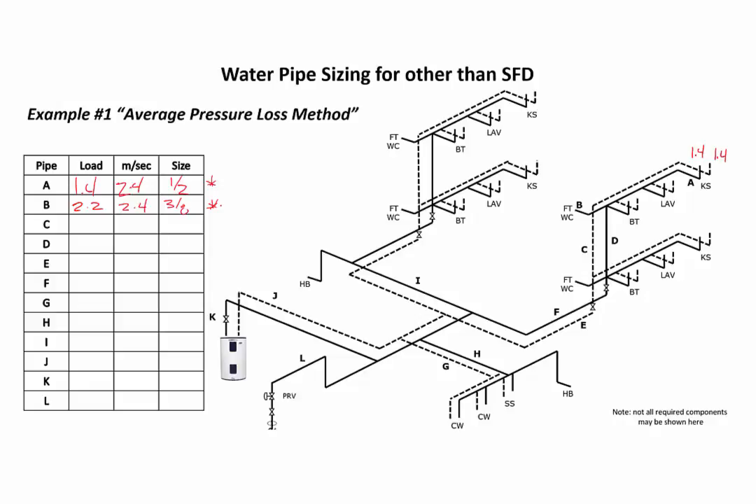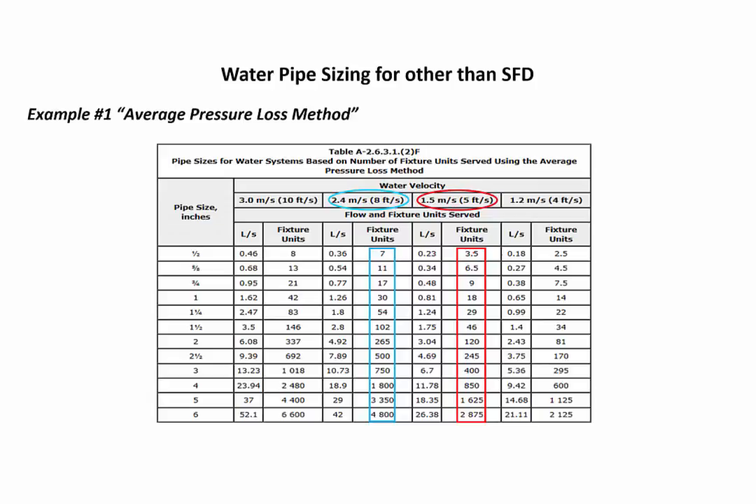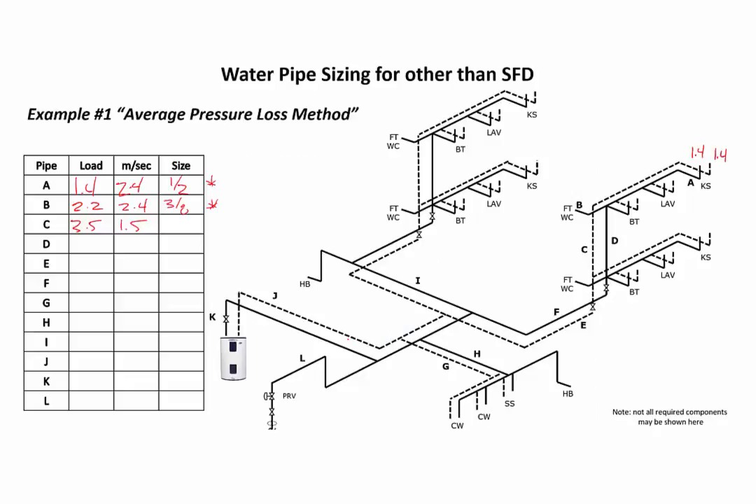And then the remainder of this installation will be sized as distribution from table A26312F. So C, we have a hot line supplying the upper suite, 1 bathtub, 1 lav, 1 kitchen sink. So that's a total of 3.5 fixture units, 1.5 meters per second, and looking at the table, at 1.5 meters per second, up to 3.5 fixture units I can accommodate on 1/2 inch. So we can go 1/2 inch for pipe C. So again, all of the remaining pipe sizes will be from the average pressure loss sizing table.